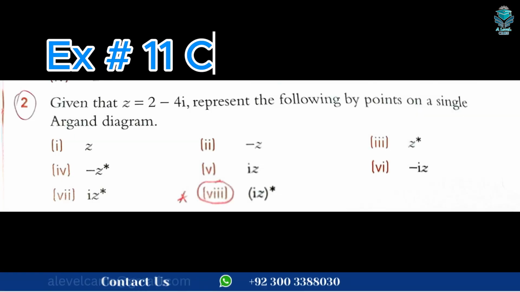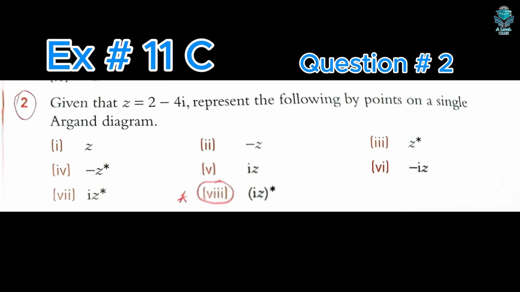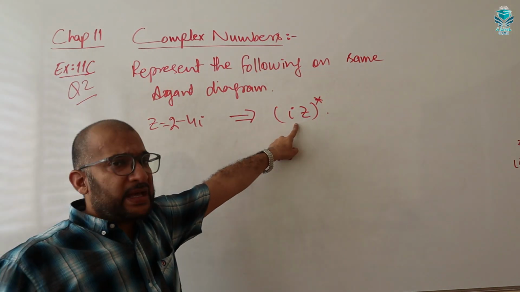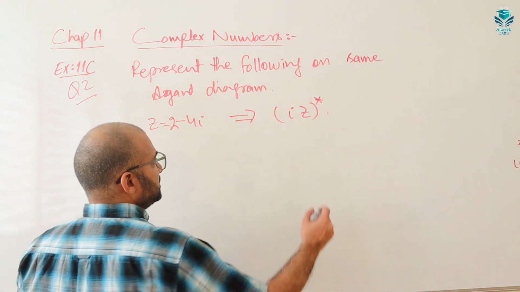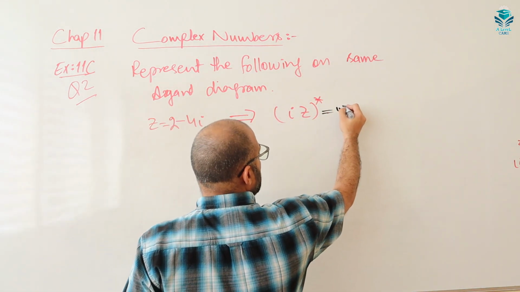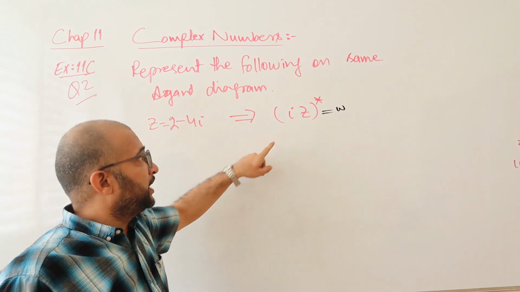We come to question number 2. In question number 2, we have to represent the complex number Z and another complex number, iota Z whole conjugate. Let's say this is another complex number omega. We have to represent them on the same Argand diagram.